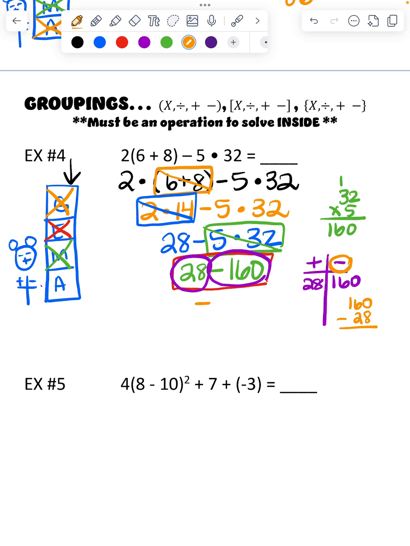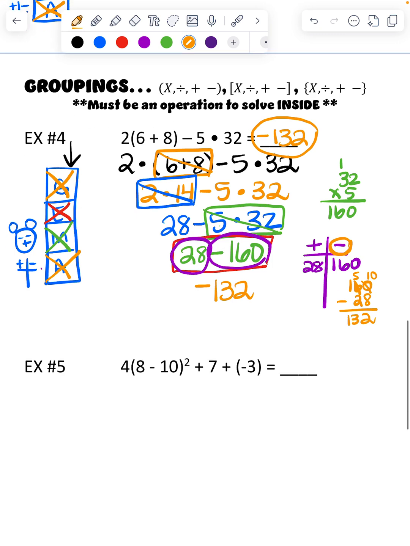So I can't take 8 from nothing, so I need to borrow. 10 minus 8 is 2, 5 minus 2 is 3, and bring down my 1. So my answer is negative 132. And that is our last step, so we can mark out the last piece of our tower. And that is groupings. Let's try one more.